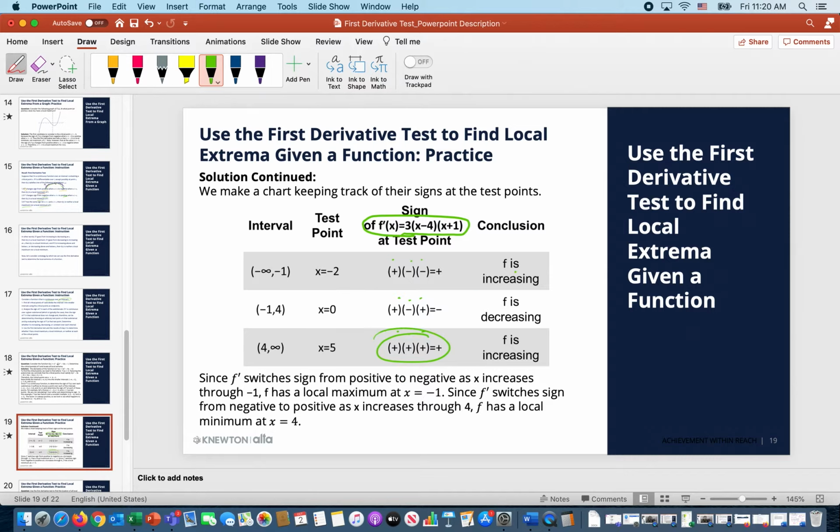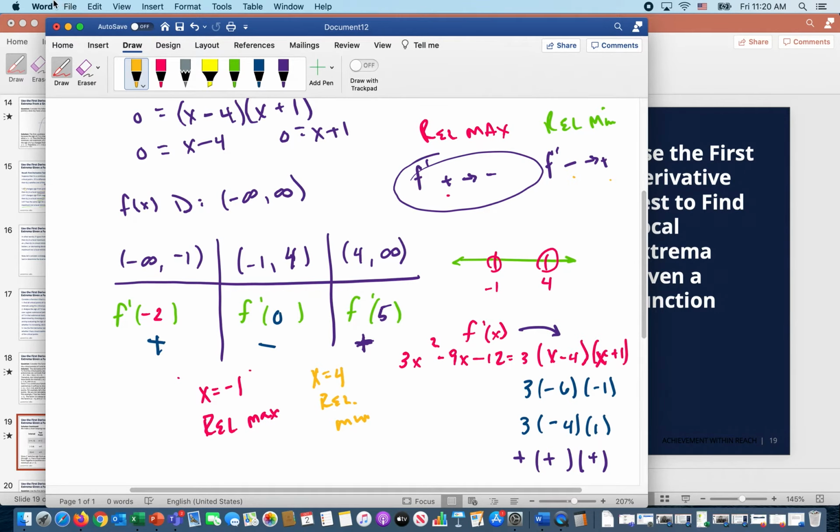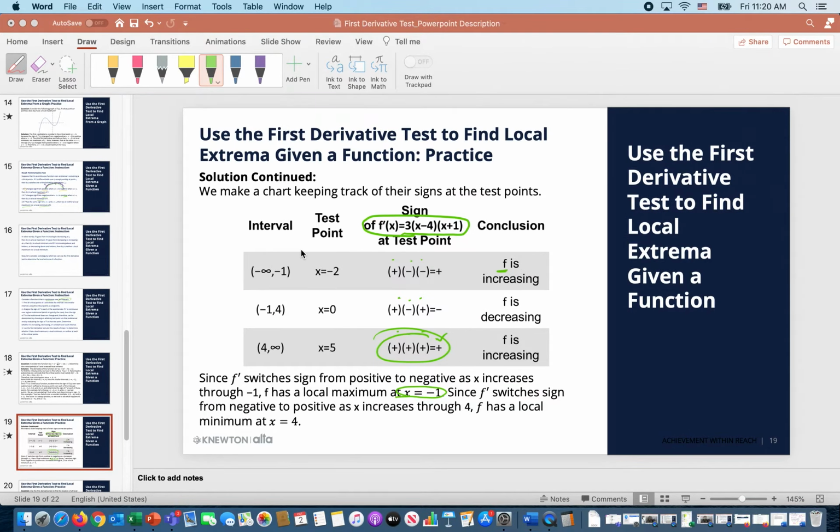Now, there's a little bit of notation difference. F is increasing. I know that the function's increasing because the derivative is positive. And I know here that the function is decreasing because the derivative is negative. And then again, I know that it's increasing because the derivative is positive. When the sign switches from positive to negative, right, then we know as x increases through -1, we have a local maximum there at -1. And we said in our picture, we said at -1 we have a relative or local max. Same meaning, different words. And then we have a relative min here at x equals 4.